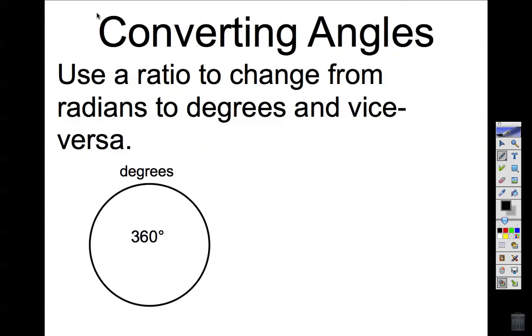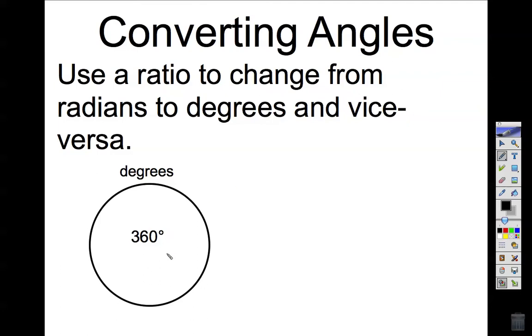When we convert angles, we're going to use a ratio or a fraction to change from radians to degrees and vice versa. There are different ways to measure angles, and I'm going to focus on radians and degrees. It is very similar to converting from meters to miles, or vice versa. But in this case we're dealing with angles.